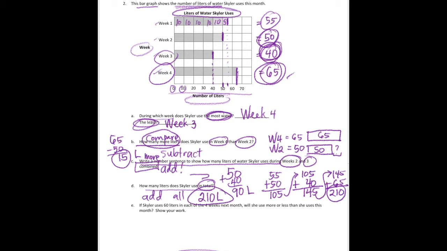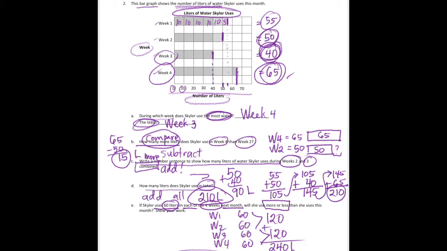Okay, so for the last question, it says if Skylar uses 60 liters in each of the 4 weeks next month, will she use more or less than she uses this month? Show your work. So what I'm going to do is I will write week 1 through week 4 and write 60 liters in each, since it's 60 liters in each of the 4 weeks. And then I just added 60 and 60, that's 120, and another 120 equals 240. Is it more or less? It is, of course, more, because 240 is greater than 210. So it's more than.